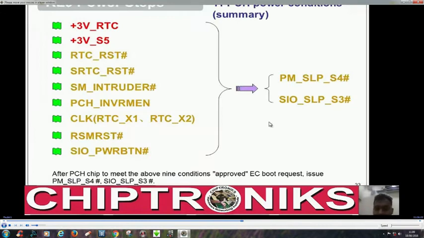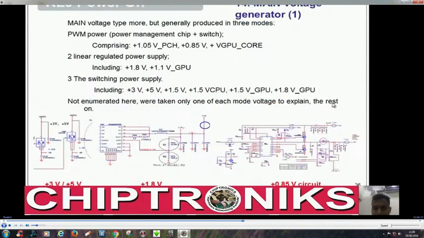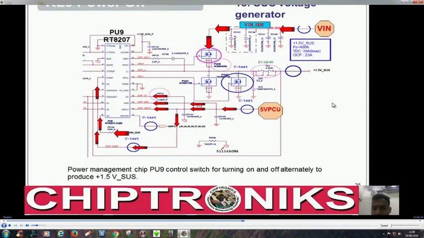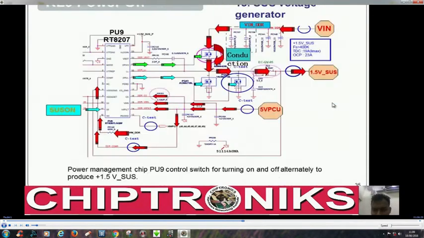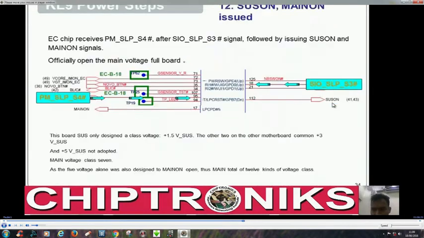Okay, so now let's see how this PM, as you have seen, the PCH generates SLP_S4 and SLP_S3, and this SLP_S3 is fed to the IO controller. You can see over here. Wait, let's go back. And yes, you can see this SLP_S4 is fed to the IO controller, and then it will generate SLP S4 and SLP S3.